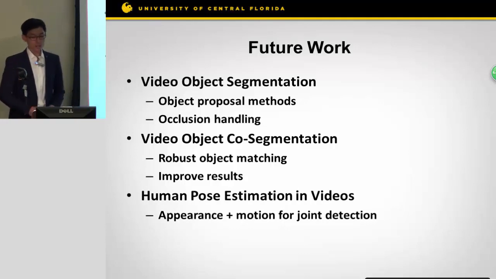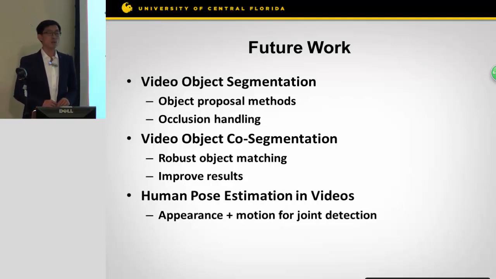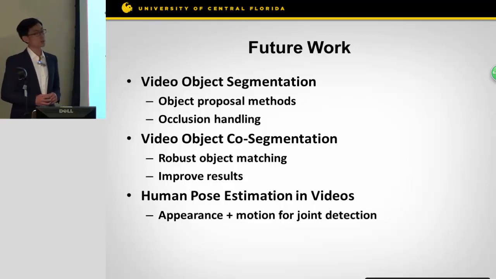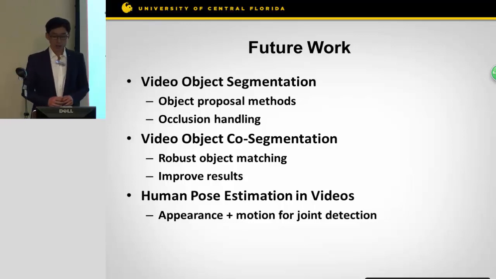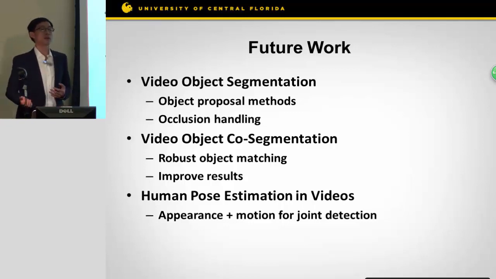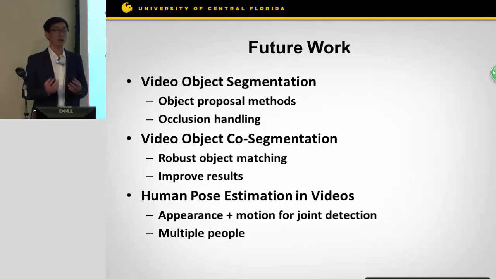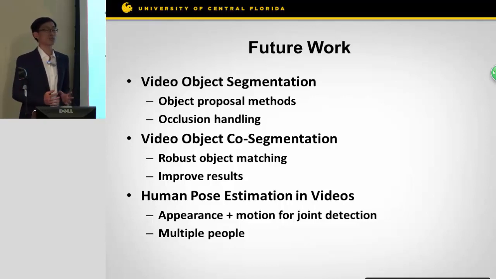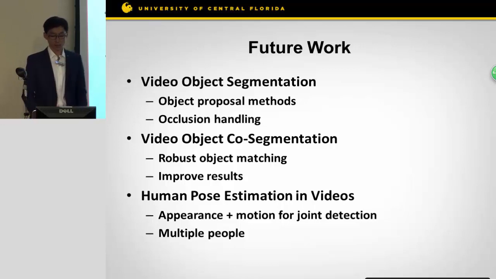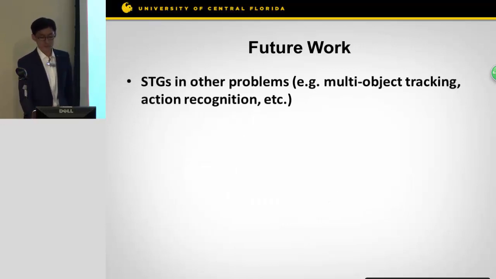And for the human pose estimation problem, what we found is that most of the methods identify the joint locations by appearance information only. And what we believe is that the motion information can be very helpful for the joint detection also. And we need to handle multiple people. This is challenging because there might be a lot of occlusions or confusions between the body parts in the video frames.